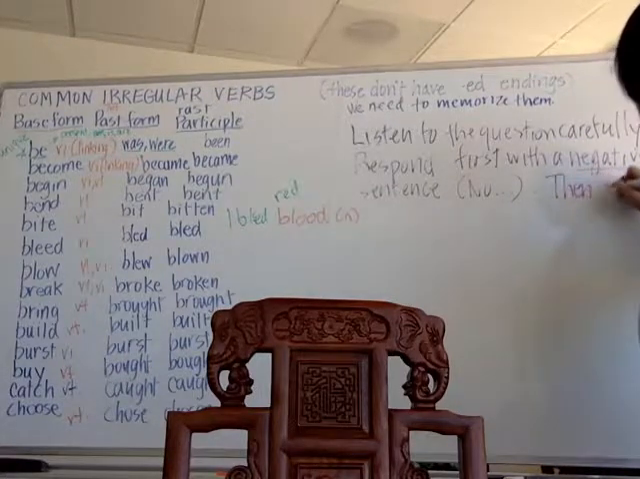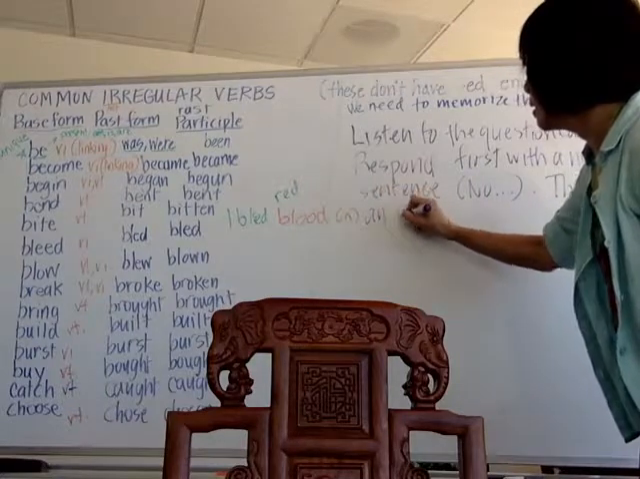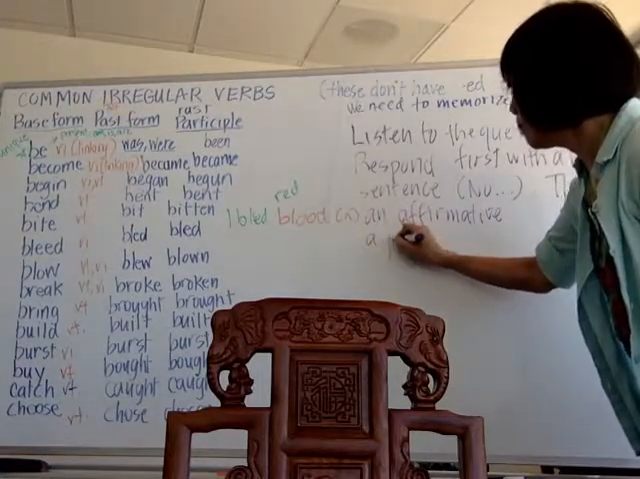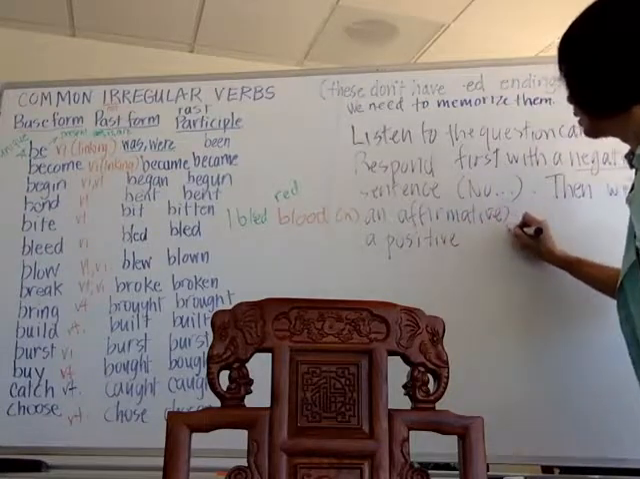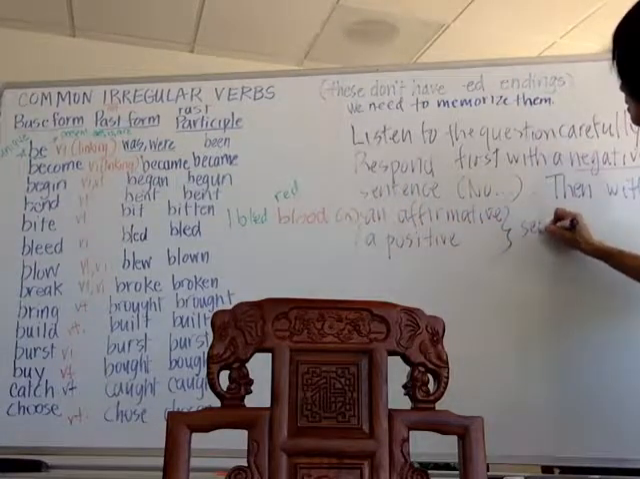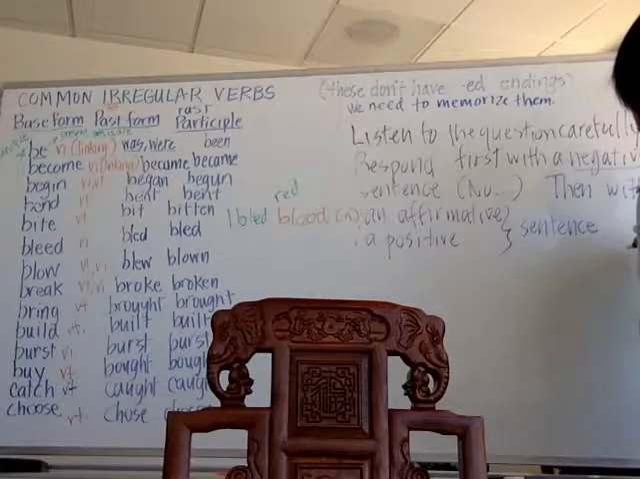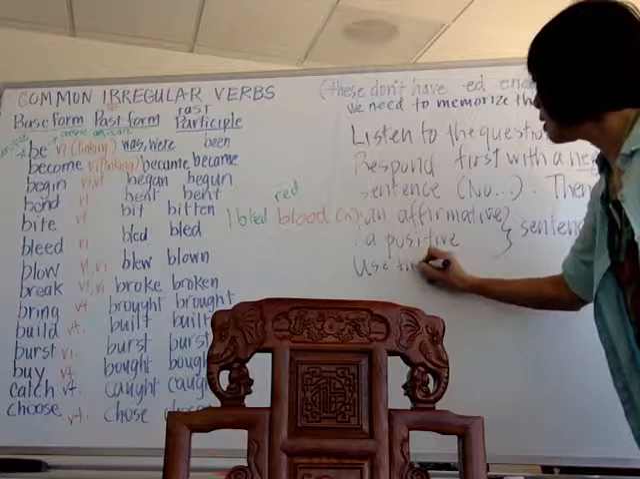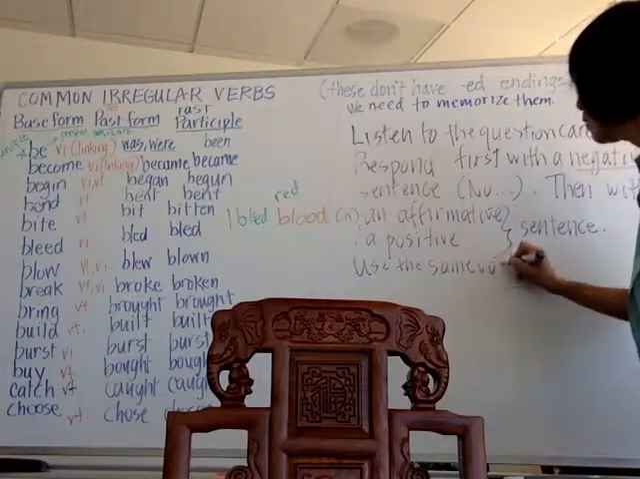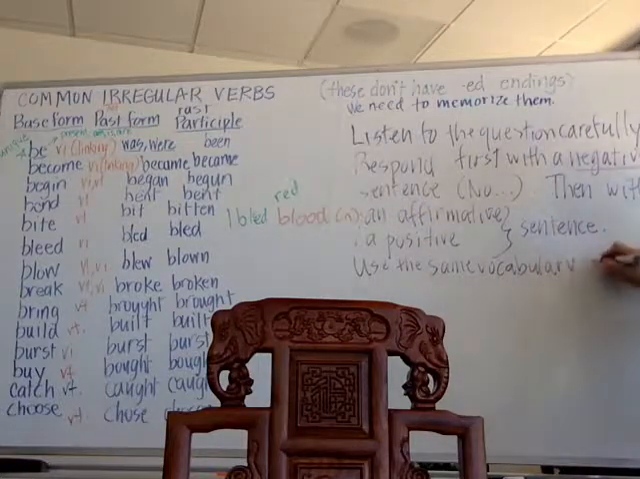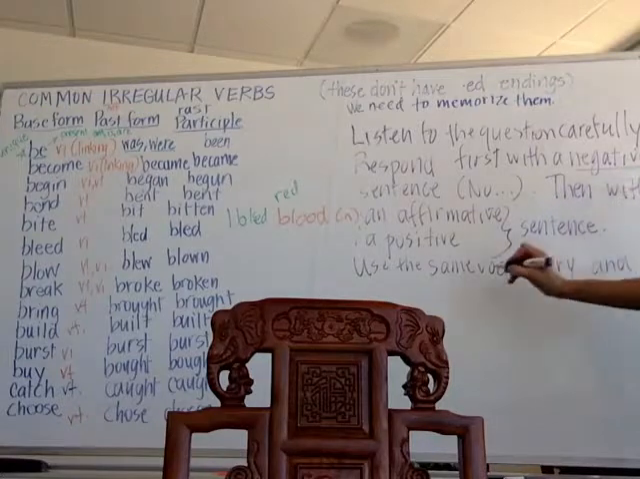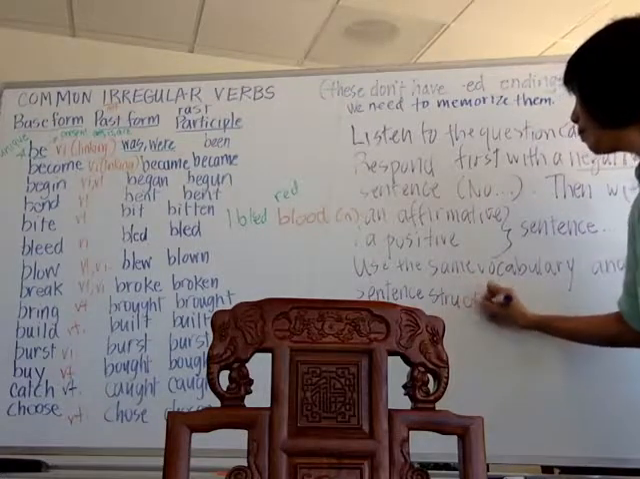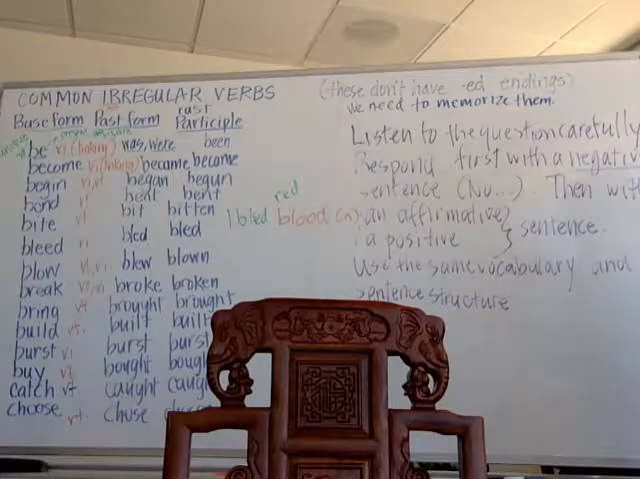And then I'll write it two ways, an affirmative or positive. Two ways to say the same thing. Okay, an affirmative or a negative sentence. Okay, now what we also want you to try to do is to use the same vocabulary and sentence structure that I use. Okay, so I'll give you an example.